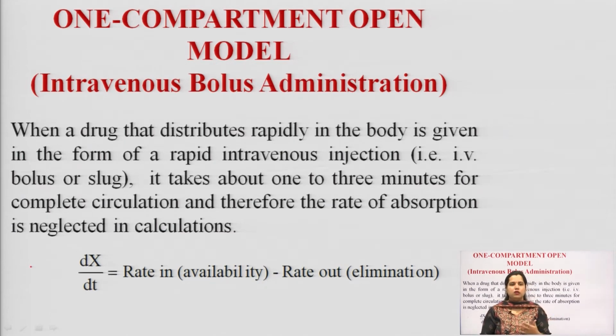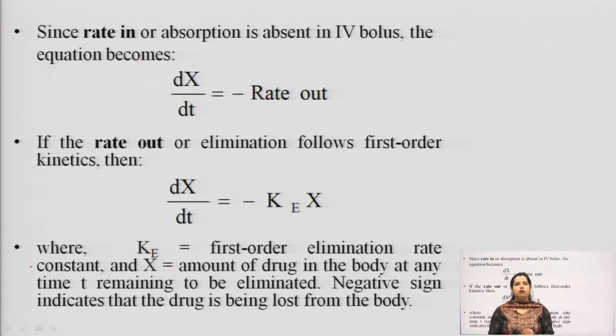If we give intravenous injections to any patient, the effect will be very quick. In that case, the rate of availability is rate in minus rate out. So, rate of change dx by dt is written as rate in, the rate of absorption, minus rate out, the elimination. Since the rate in or absorption is absent in IV bolus, the equation becomes dx by dt equals rate out.